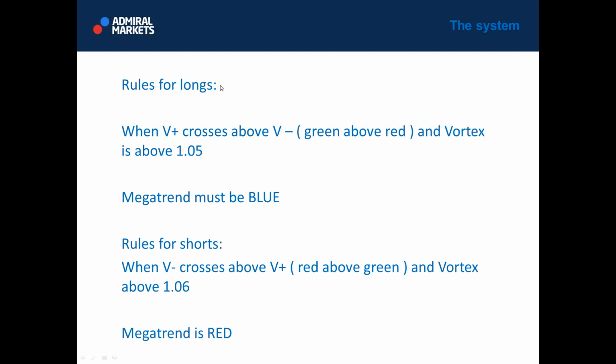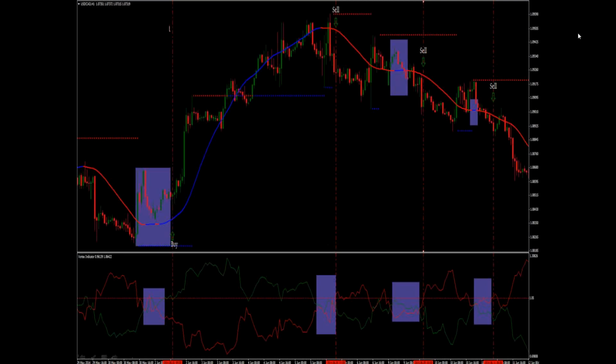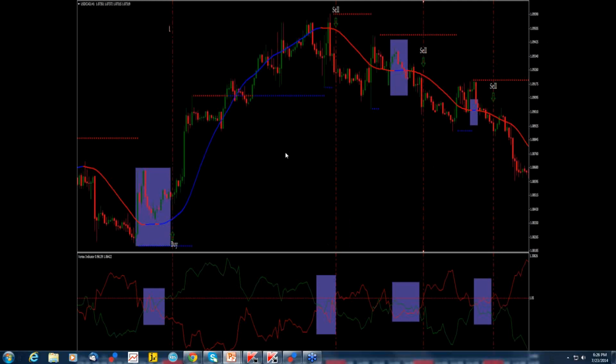Pretty straightforward. Rules for longs: when Vortex plus, green, crosses above red, and Vortex is above 0.5, you go long, and Megatrend must be blue. Rules for shorts: when V minus crosses above V plus, red above green, and Vortex is above 0.5, Megatrend is red. So actually this is it. Very straightforward, very clear, very easy to use.